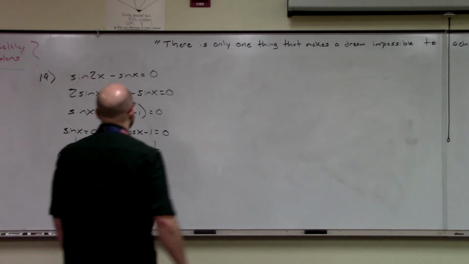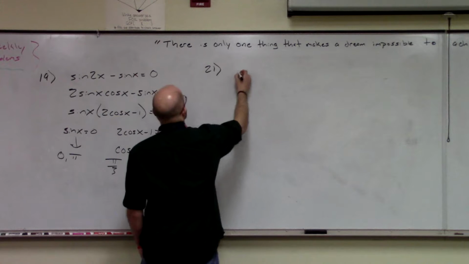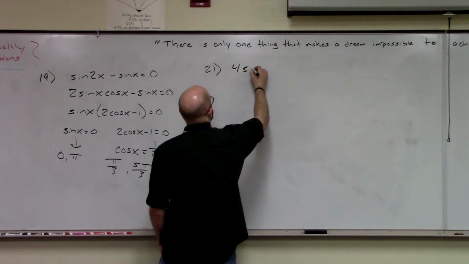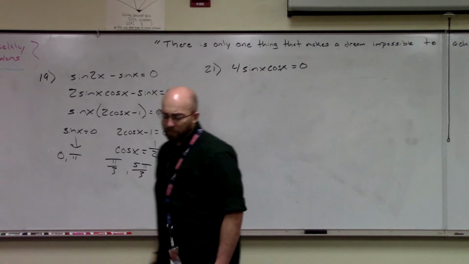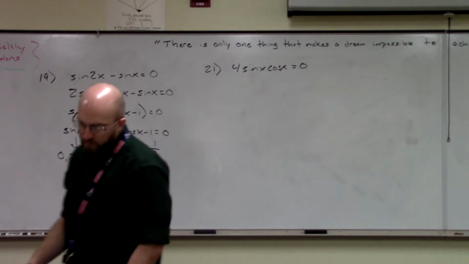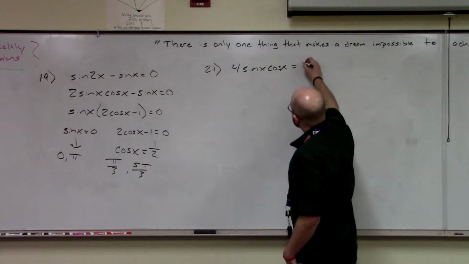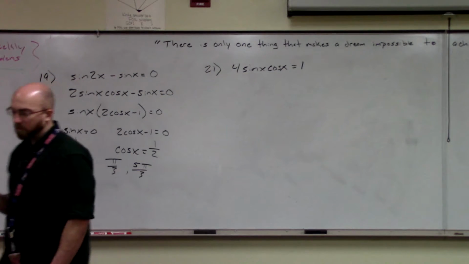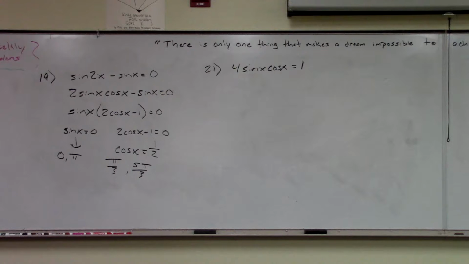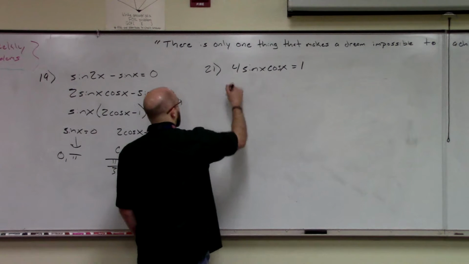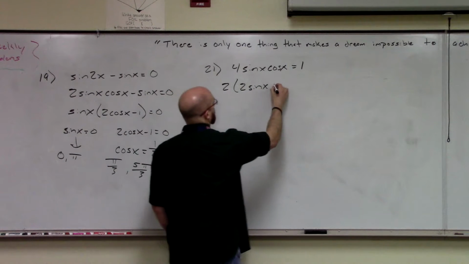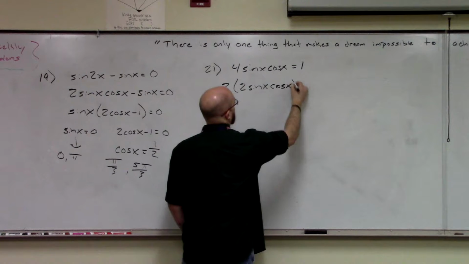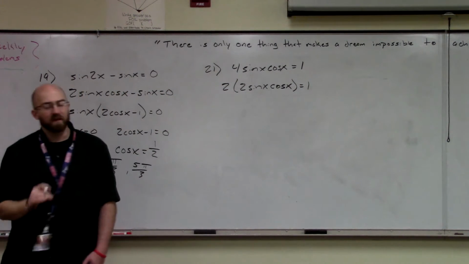This one's not so straightforward, so we have that 4. And we already have a sine x, cosine x, equals 1. The 4 is a problem because 4 is not in our multiple or double angle formulas. But, like we did previously on another problem, I can split this 4 up to read like this. Okay? Those are the same thing.